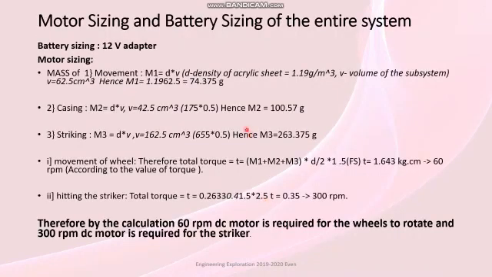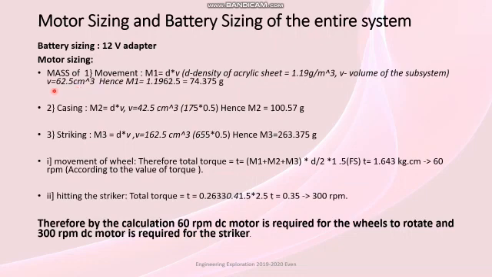Next we'll see the motor sizing and battery sizing of the entire system. For battery sizing, we needed a 12-volt adapter. For motor sizing, first we'll see the masses. We have divided the masses M1, M2 and M3 according to the functions. The first one is the movement function. So M1 is equal to density into volume, as we know mass is equal to density into volume. So M1 equals D into V, where D is the density of the acrylic sheet, which is fixed at 1.19 gram per centimeter cube, and V is the volume of the subsystem.